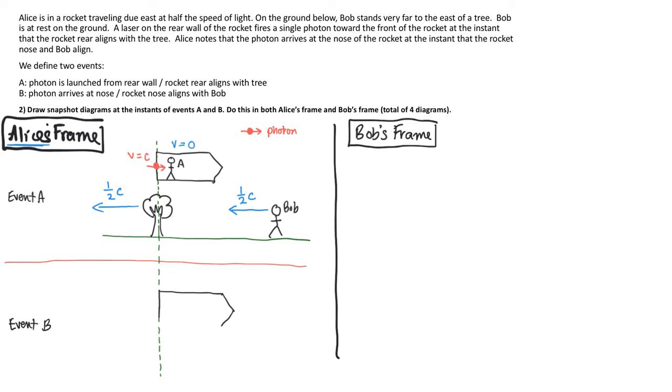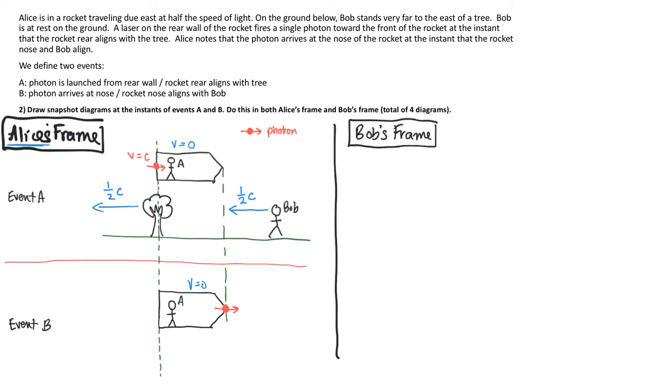Now let me draw this a little more accurately. I'm going to give myself a little guideline here. The nose doesn't move either, so I need to draw my rocket so that the nose is in the same place in both diagrams. Alice is in the same place in both diagrams, still with a velocity of 0. But the photon is moving, and this is a special instant of time. That's the instant that the photon has reached the nose of the rocket.